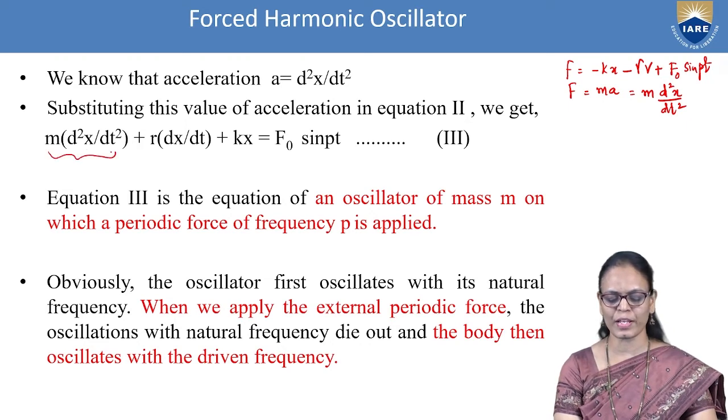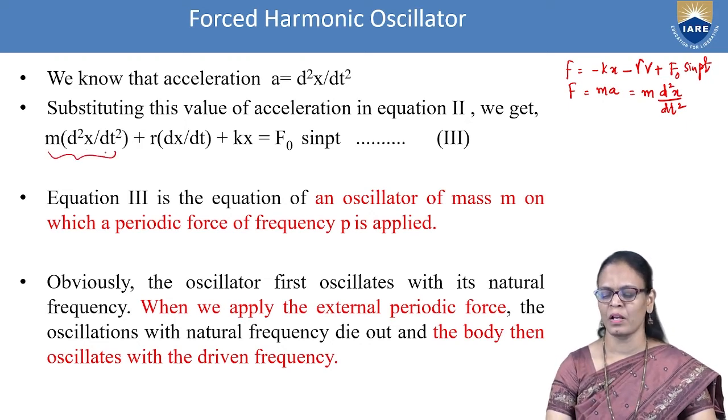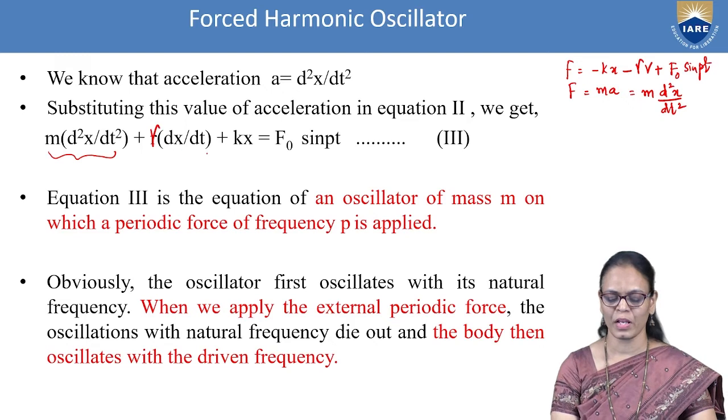M into d square x by dt square, and Kx. First we are writing the gamma term. So this is gamma into V. V is nothing but dx by dt, plus Kx is equal to F naught sine pt.